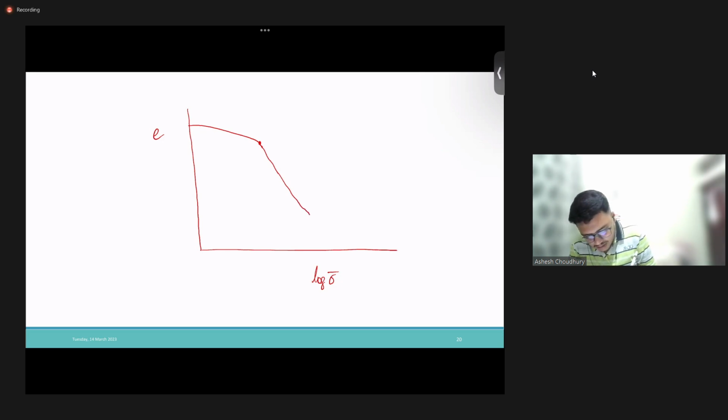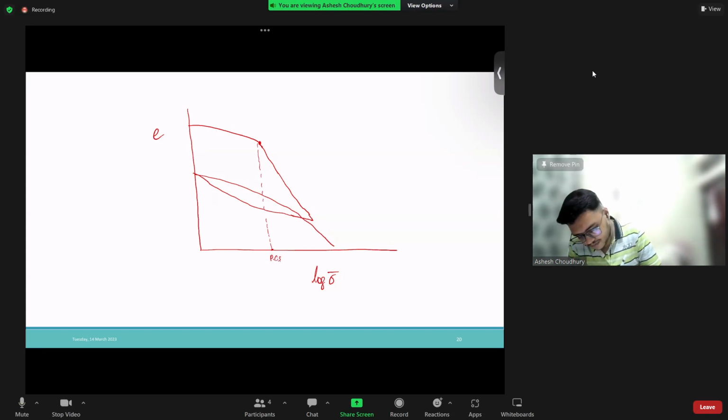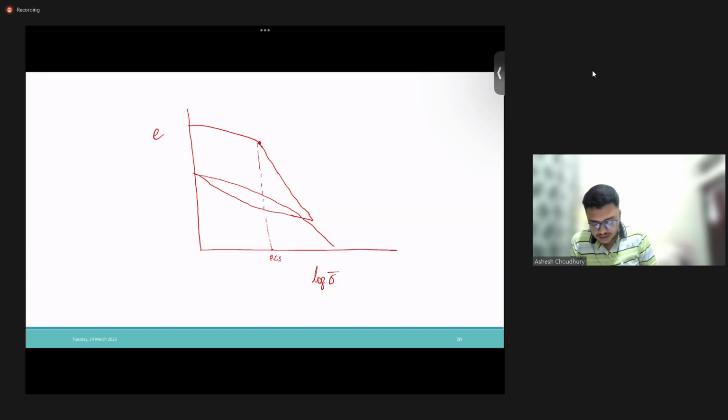Then after coming to this point, we unload it. If you unload it, it will come here, then again we reload it. So our graph will look like this. This point is known as the pre-consolidation pressure, the pre-consolidation stress. So this part is my over consolidated part.